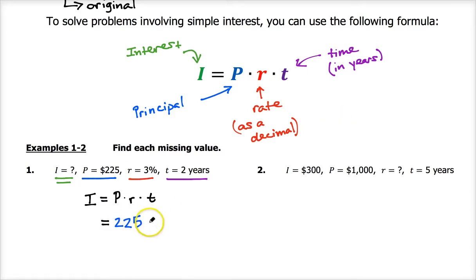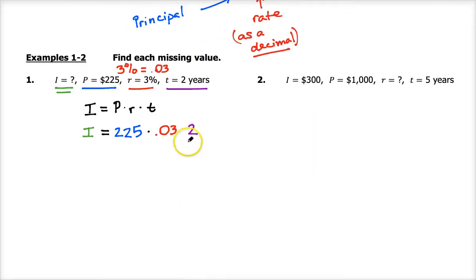We know that R is 3%, but remember we have to put R in as a decimal when we use the formula. So this 3% here as a decimal would be 0.03. So that's what I'm going to plug into my formula. I'm not going to put 3 in, I'm putting in the decimal version of 3%, 0.03. And then T, the time, is 2 years, so that's times 2. So the missing value I is going to be equal to 225 times 0.03 times 2.